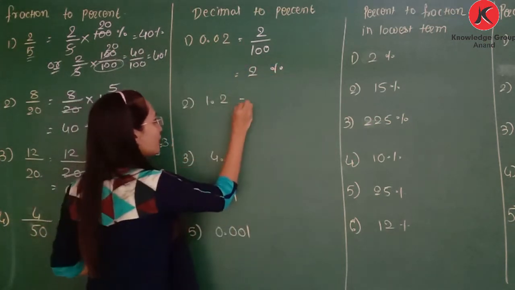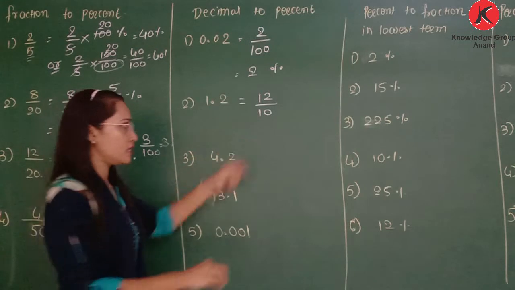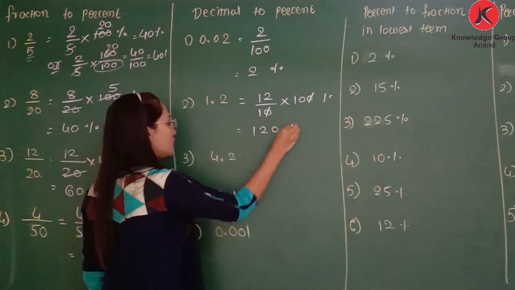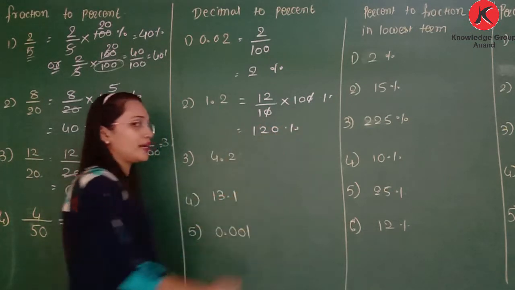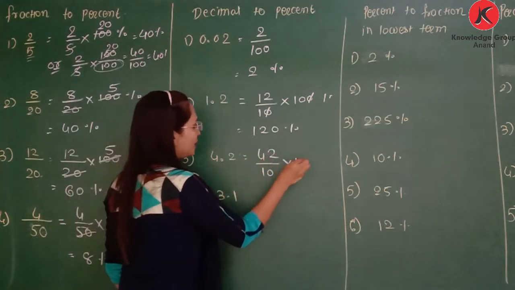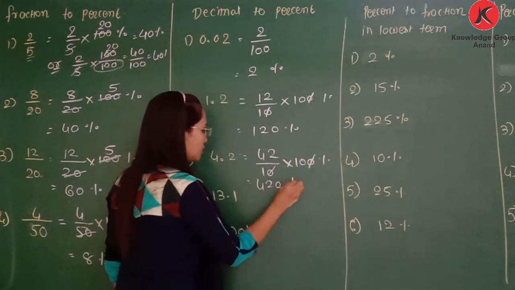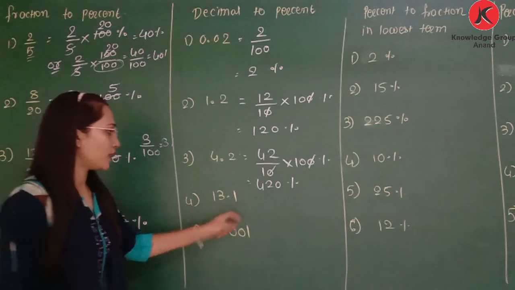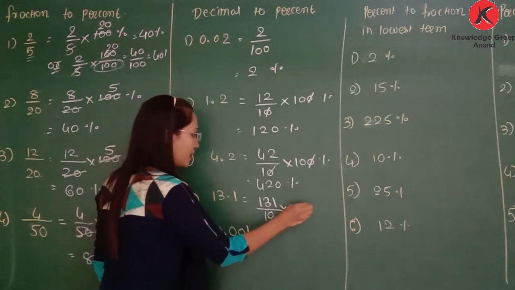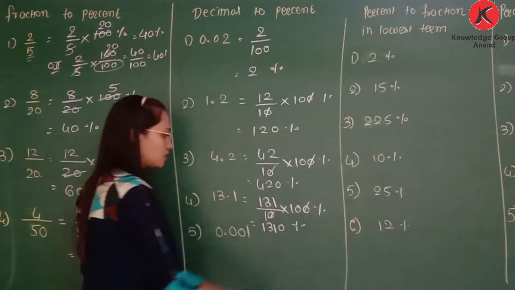For the next one, 1.2 can be written as 12 by 10. But the denominator is not 100, so multiply with 100%. 0 will be cancelled, so it is 120%. This means 1.2 represents 120%. 4.2 is written as 42 by 10. Multiply by 100%, 0 cancels, so we have 420%. 13.1 is 131 divided by 10 multiplied by 100. 0 cancels, so it is 1310%.